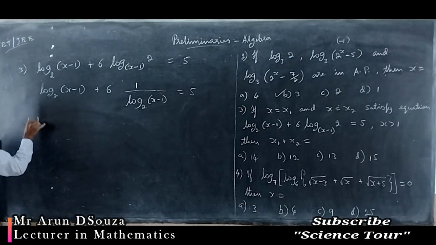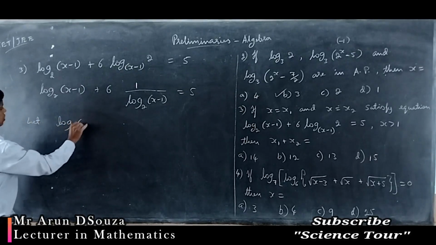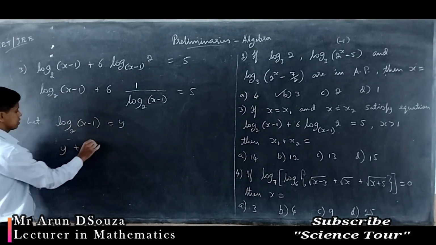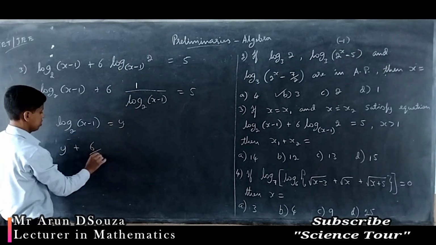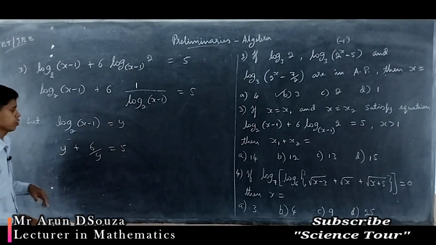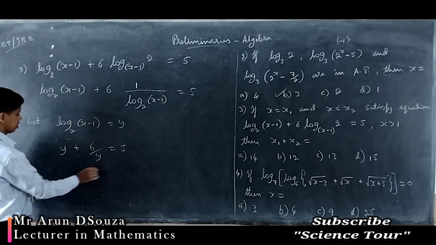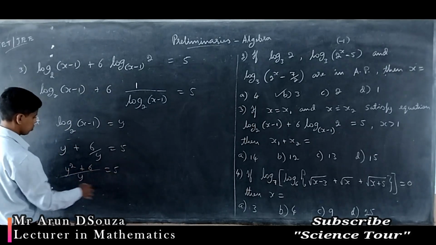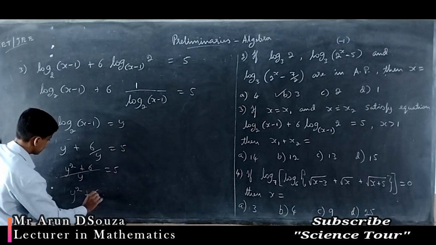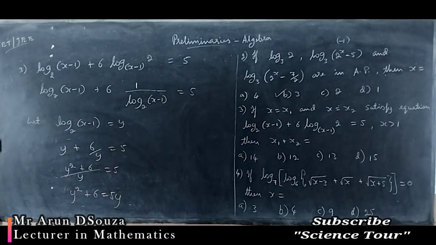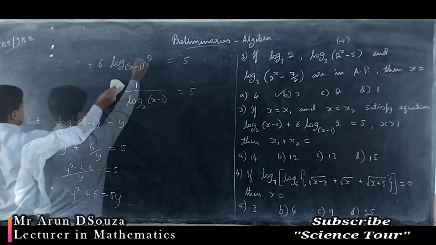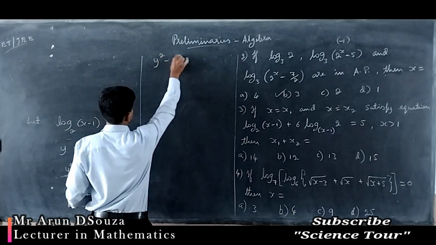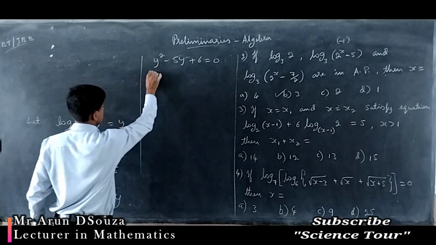Now I'll take a substitution. So the substitution is y. This will be y plus 6 into 1 by y, 6 by y you can say, that is equal to 5. Now take the LCM y. When you take the LCM, that should be multiplied. So this will be y squared plus 6 is equal to 5y. Next, y squared minus 5y plus 6 is equal to 0.